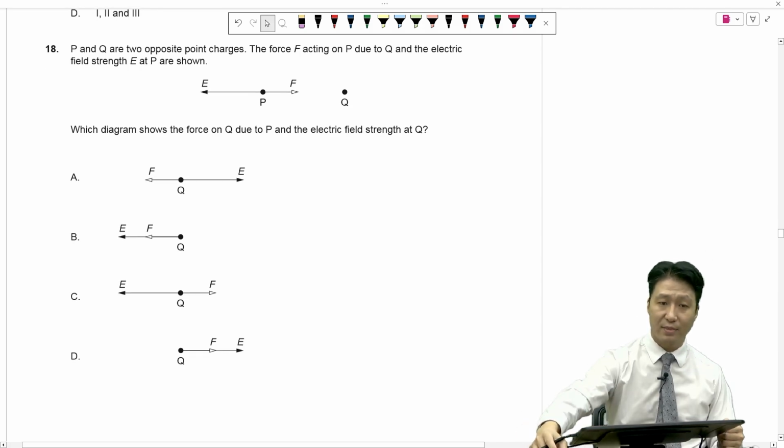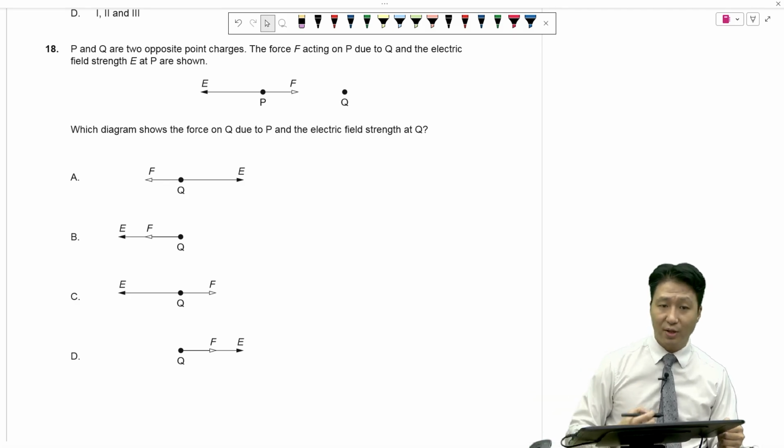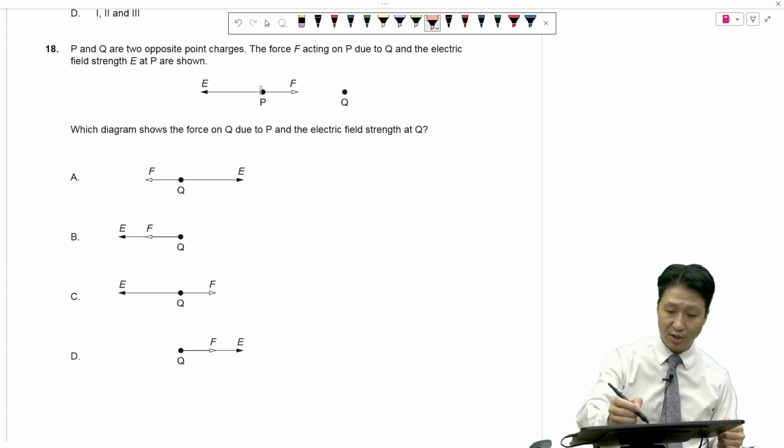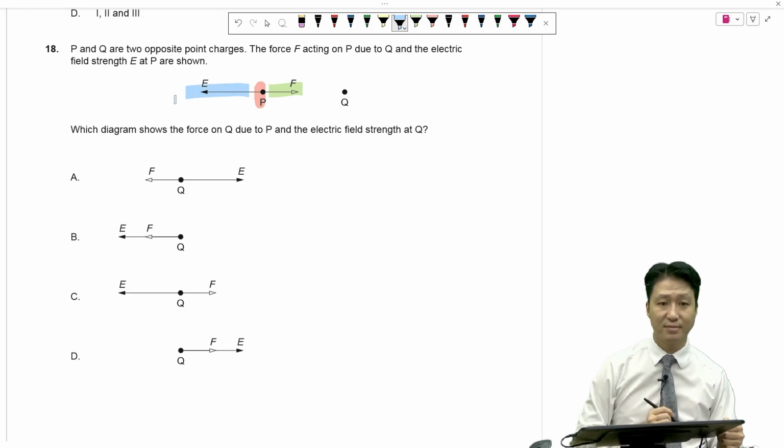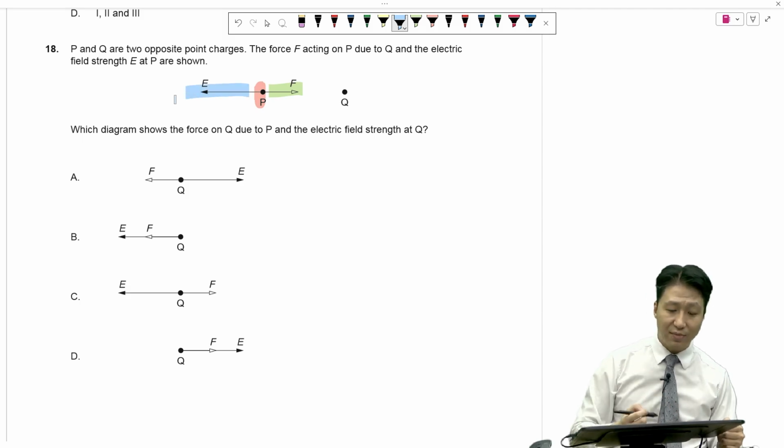Number 18. P and Q are two opposite point charges. The force F acting on P due to Q and the electric field strength E at P are shown. So they're showing you what happens at P. There is a force to the right, and then there is electric field to the left. Which diagram shows the force on Q due to P and the electric field strength at Q?